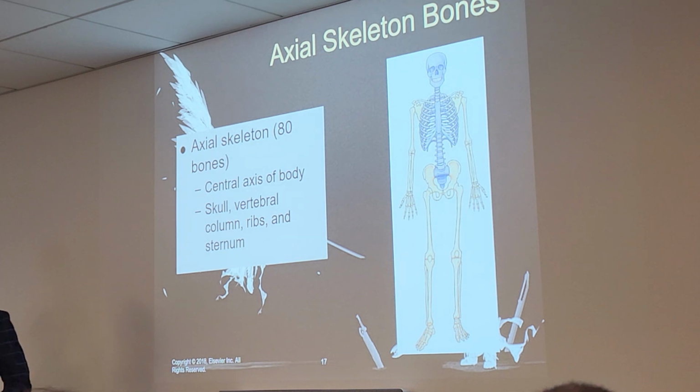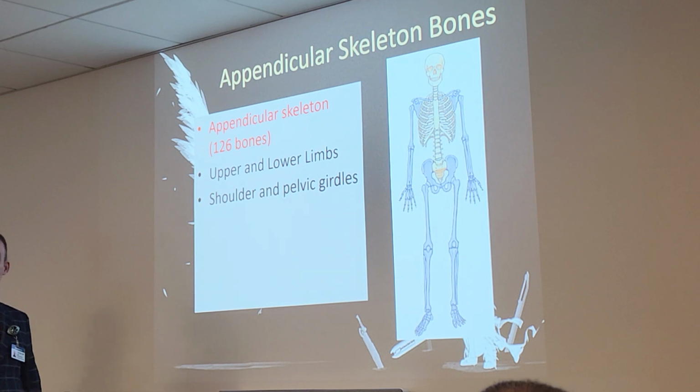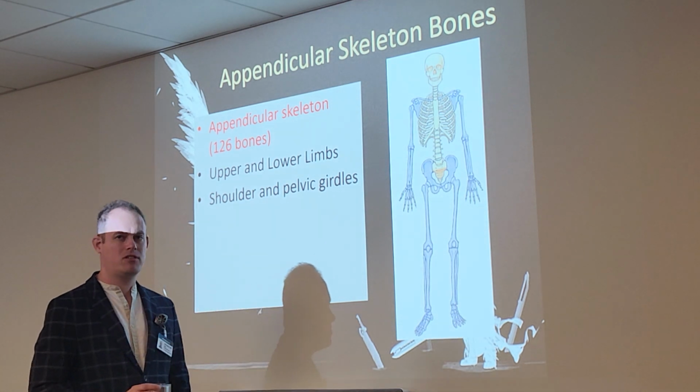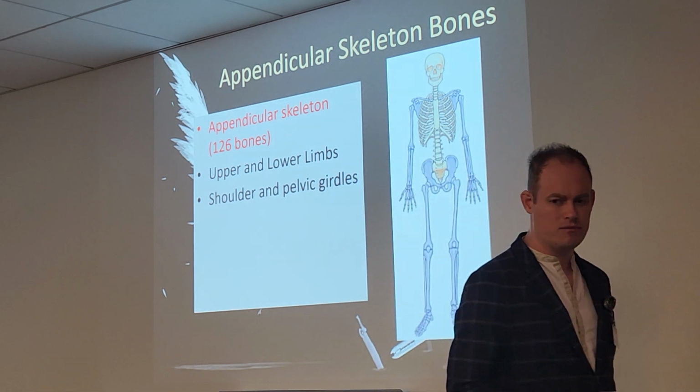So. Anyway, enough about phones. Back on schedule here, guys. Of course, what are we focused on this semester? Once again, appendicular. That's what you see highlighted in blue. 126 bones total in your appendicular skeleton. And once again, that's your upper and lower limbs and your shoulder and pelvic girdles.